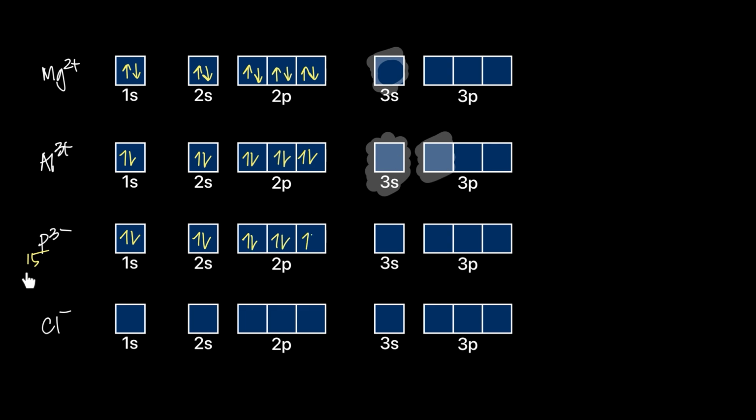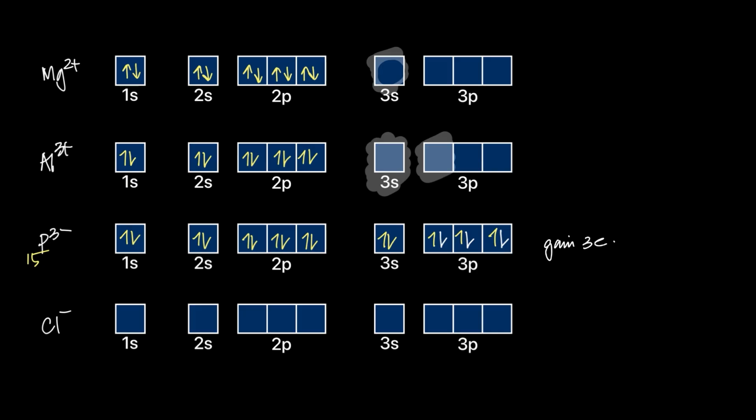Now phosphide: phosphorus is 15, so 1s2, 2s2, 2p6, 3s2, 3p3. That's the element phosphorus. Now it's going to gain 3 electrons. Where are they going to go? 3p. And by the way, the way it stands, you can already see that it can also share 3 electrons, but it can also gain 3 electrons to become, now, 3p6.